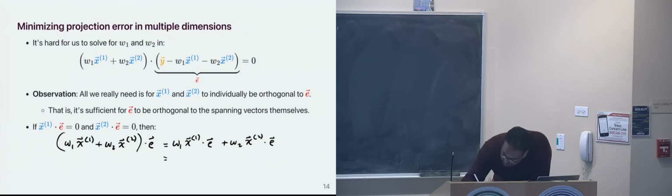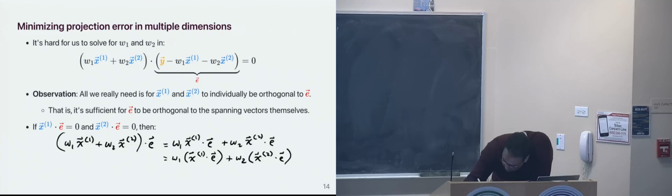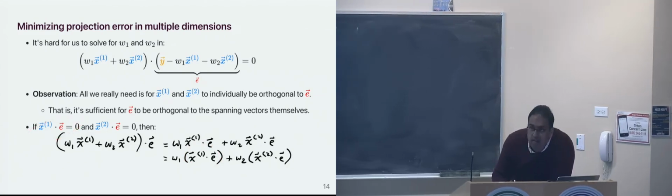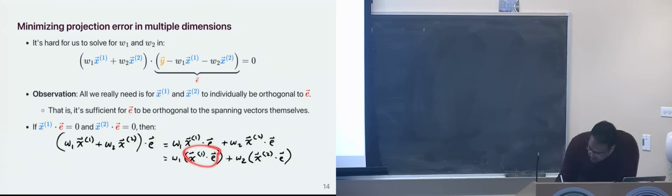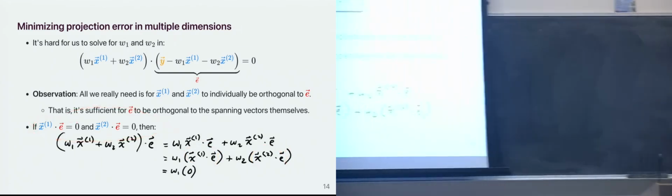Now, we'll recognize a few terms that we know something about. What is this thing? Zero, right? And what is this thing? Right, we're starting with the assumption that they're both 0.